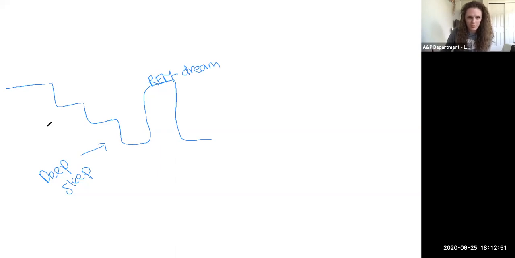I'm going to back up real fast. As you fall asleep and you get into deep sleep, this is where your body is relaxed, and your heart rate and blood pressure decrease. This is when you think of being in a very peaceful sleep.